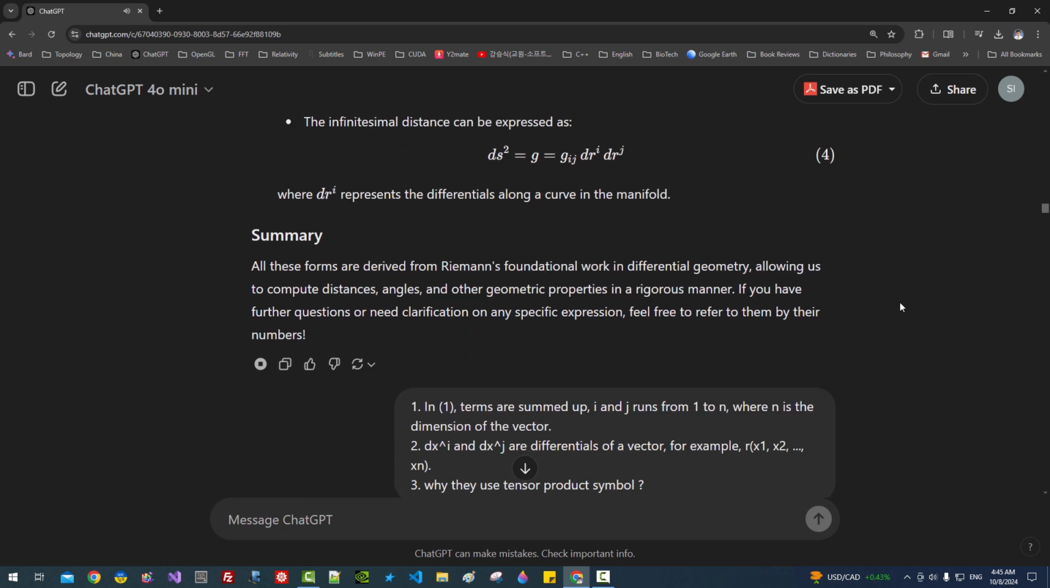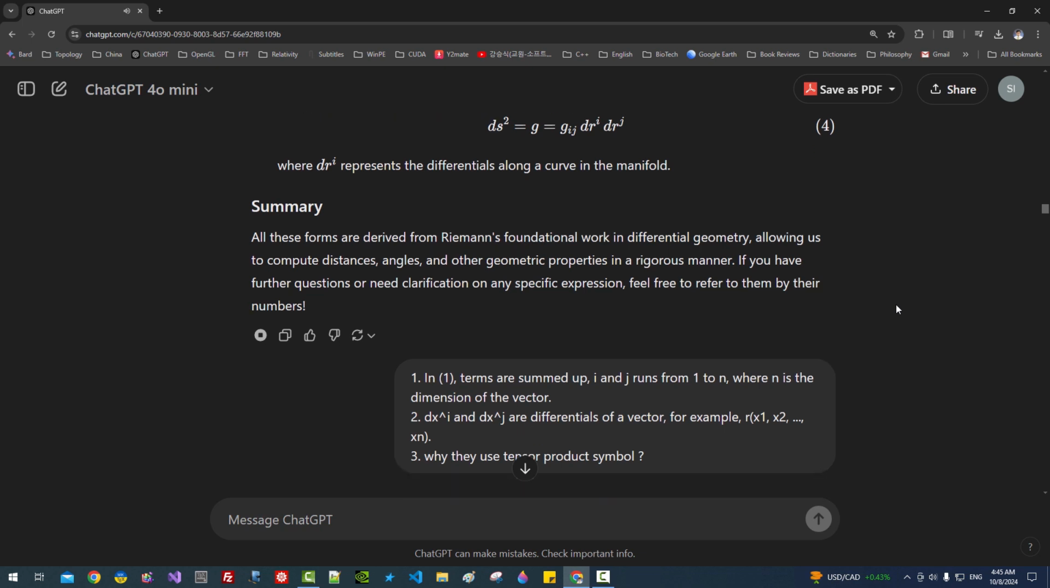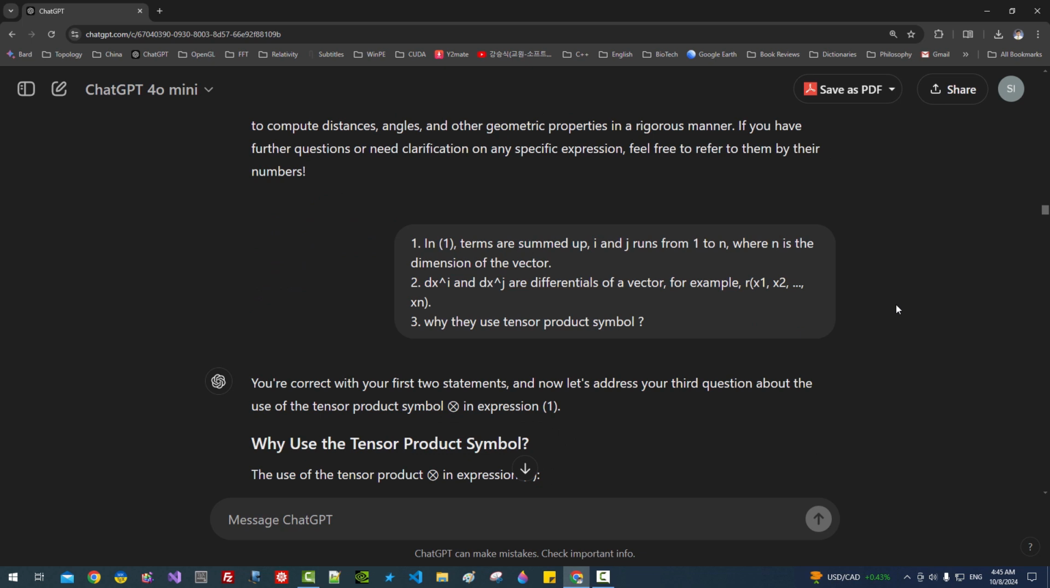Summary. All these forms are derived from Riemann's foundational work in differential geometry, allowing us to compute distances, angles, and other geometric properties in a rigorous manner. If you have further questions or need clarification on any specific expression, feel free to refer to them by their numbers.